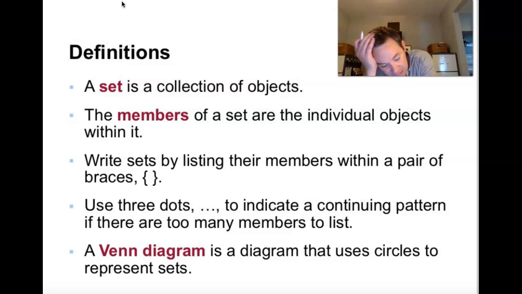Few definitions you'll need to get down. A set is a collection of objects. The members of a set are all the individual objects within it. Few specific notations we use in math. To indicate a set, we'll use braces, the curly brackets. And then sometimes sets have infinitely many members, and so you're not able to list out all of them distinctly. In that case, you're going to establish a pattern and then use an ellipsis to indicate a continuing pattern. A Venn diagram is a diagram that uses circles to represent sets.